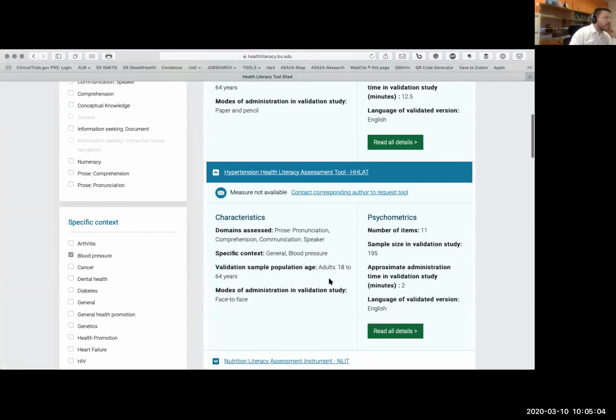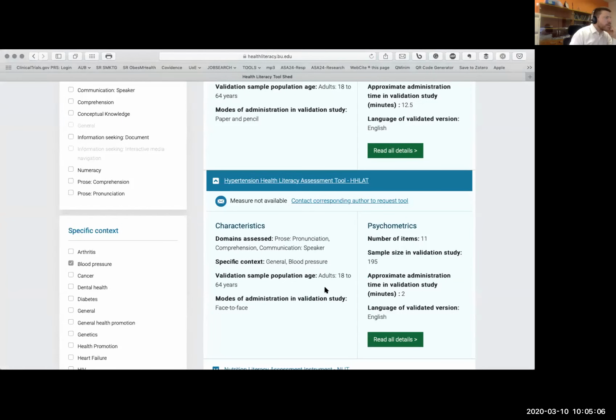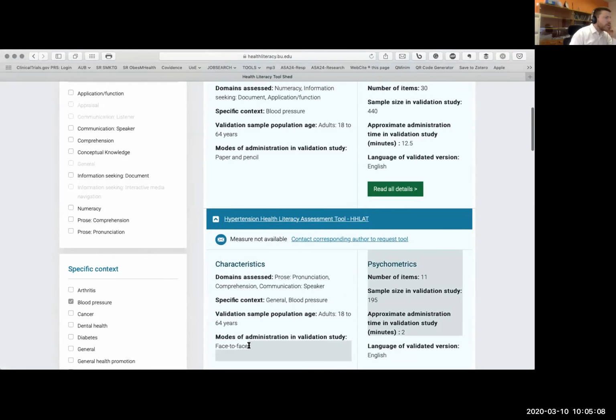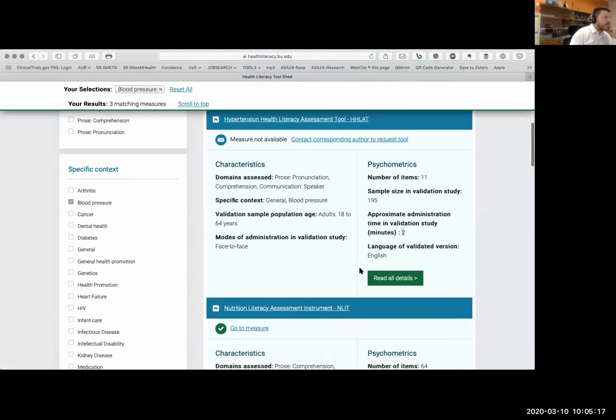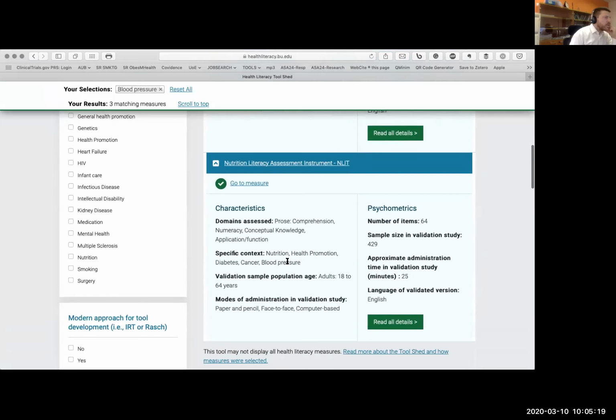Or you can see I have another one here. Same population, it's been used as a face-to-face interview, 2 minutes, so this is a shorter version of the previous one. And then there's another version here. Same population. It's been validated using paper and pencil, face-to-face, and computer-based, and it takes 25 minutes.